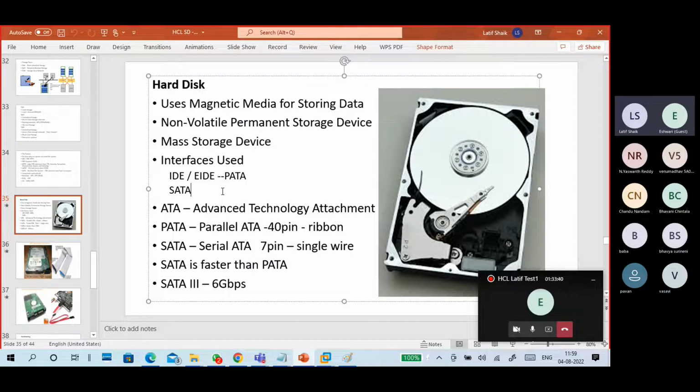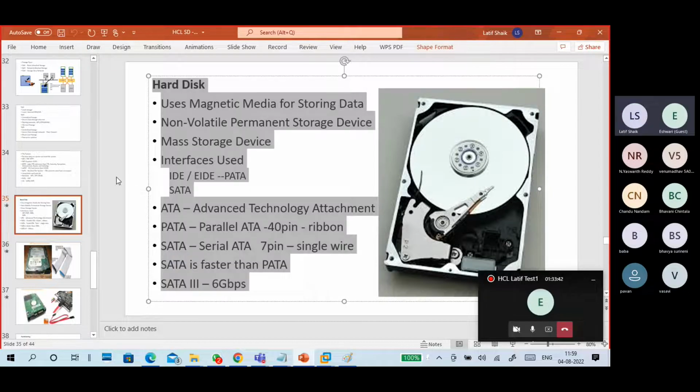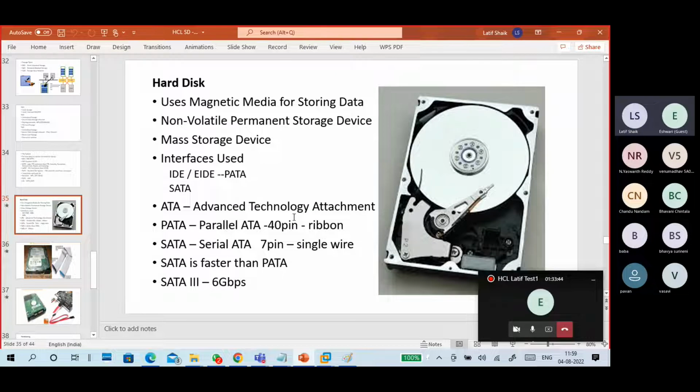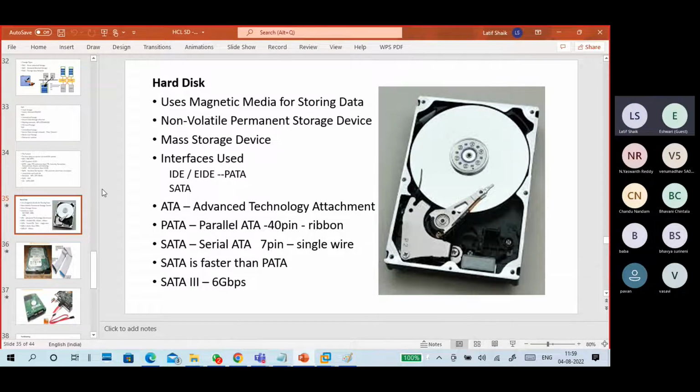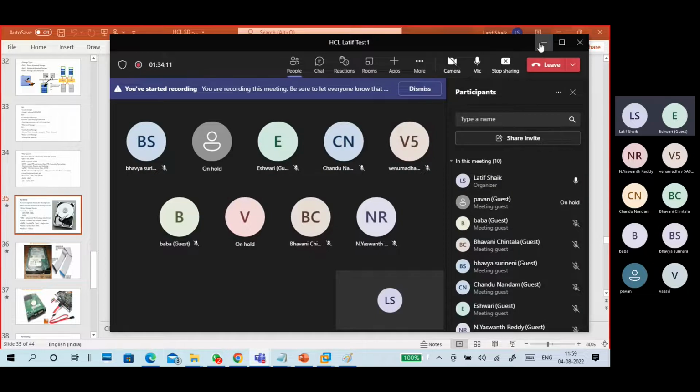As I said, first of all, we'll discuss the hard disk. What is a hard disk and what does it generally look like? A hard disk is a secondary storage device. It's a non-volatile permanent storage. That does not mean it is a read-only memory. We can read the data, write the data, and modify the data in the hard disk.